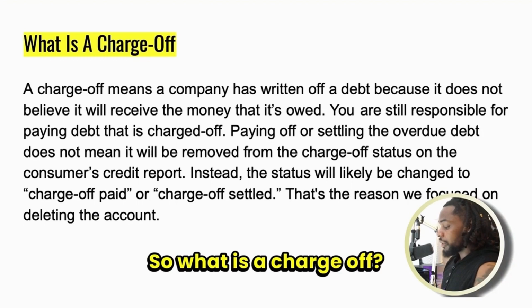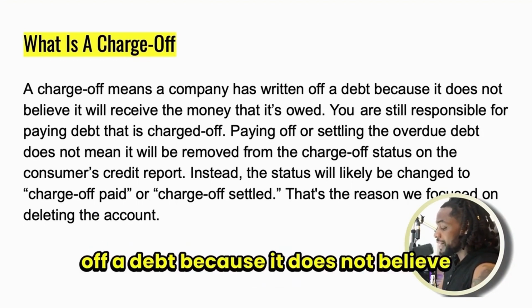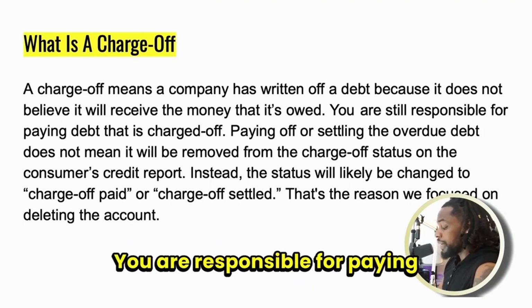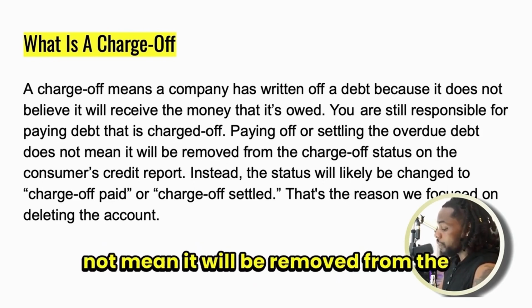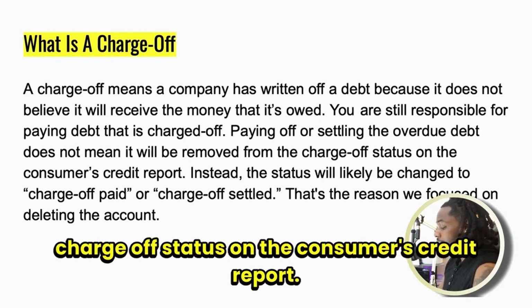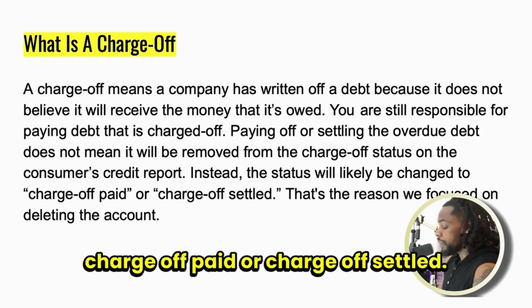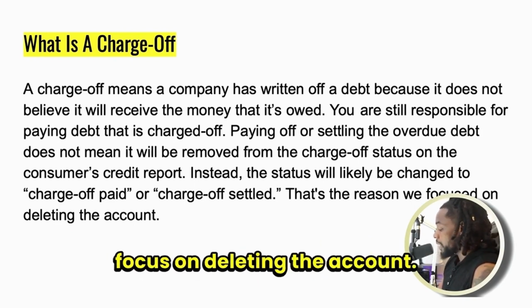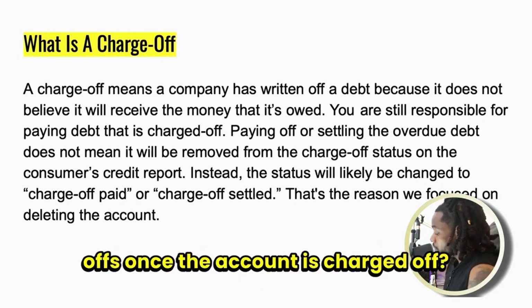So what is a charge off? A charge off means a company has written off a debt because it does not believe it will receive the money that it's owed. You are responsible for paying debt that is charged off. Paying off or settling the overdue debt does not mean it will be removed from the charge off status on the consumer's credit report. Instead, the status will likely be changed to charge off paid or charge off settled. And that's the reason why we focus on deleting the account. So you're still responsible for paying charge offs once the account is charged off.